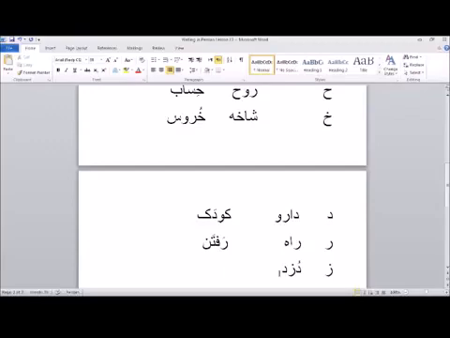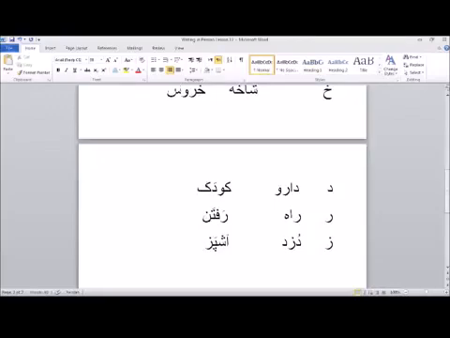What about sh? So far, ash means soup. Then I put a p, and then a, and then z: ashpaz. Ashpaz means the cook, the person who cooks food. Then we have sin, pronounced s. Example would be s, a, b, z: sabz. Sabz means green.